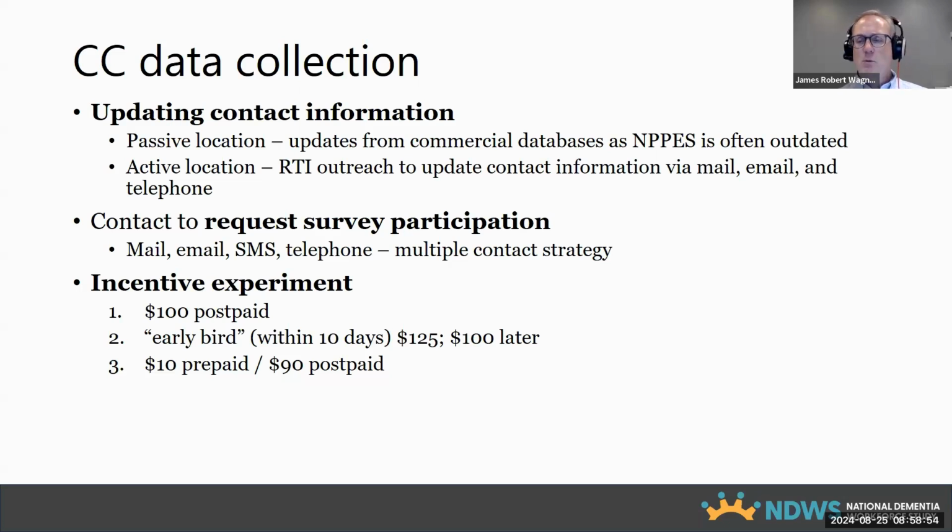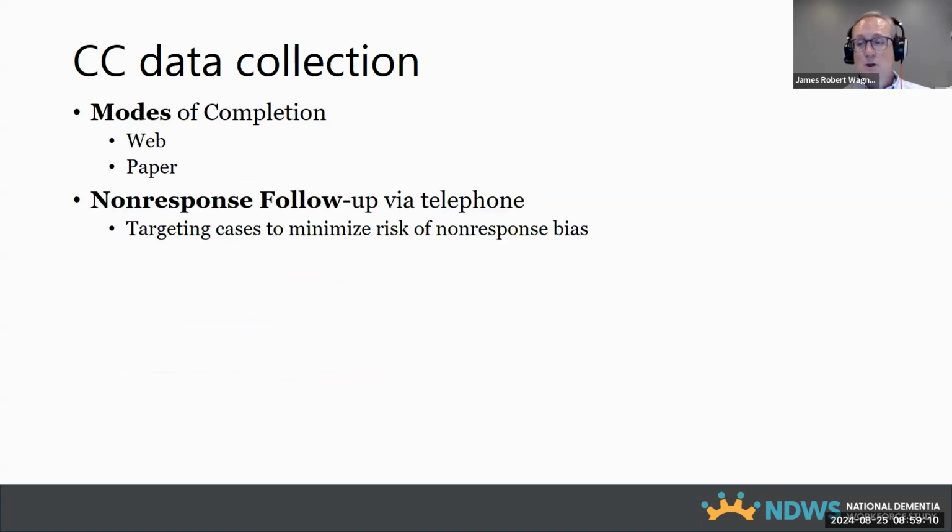So those are the three arms, and we're going to learn something about what's most effective across the strata of our population. And we may have to then alter our incentive plan for year two based on the experimental results, or implement the incentive plan based on the results from year one. We're offering two modes of completion, web and paper. And we're going to do some non-response follow-up in the community clinician survey, and that's where we're going to use the telephone. And we hope to target cases to minimize the risk of non-response bias.